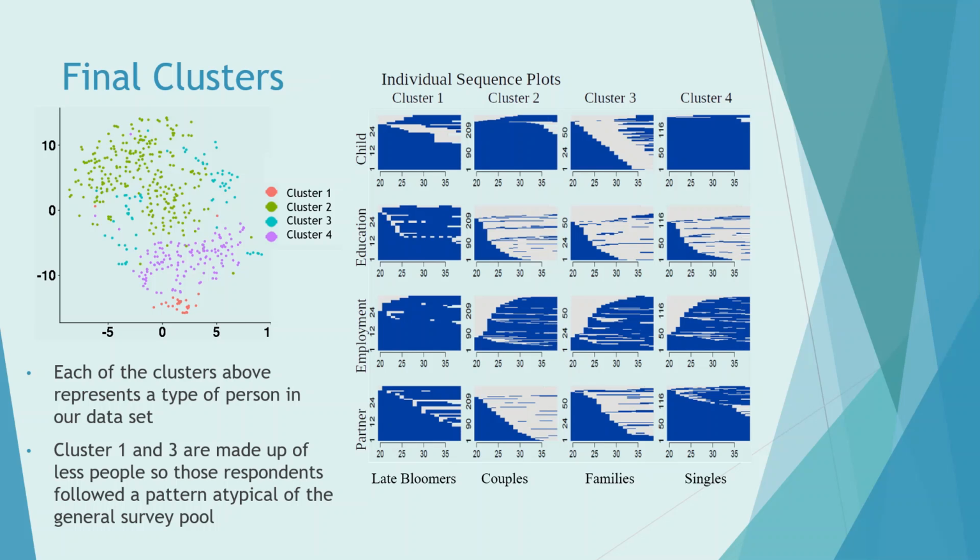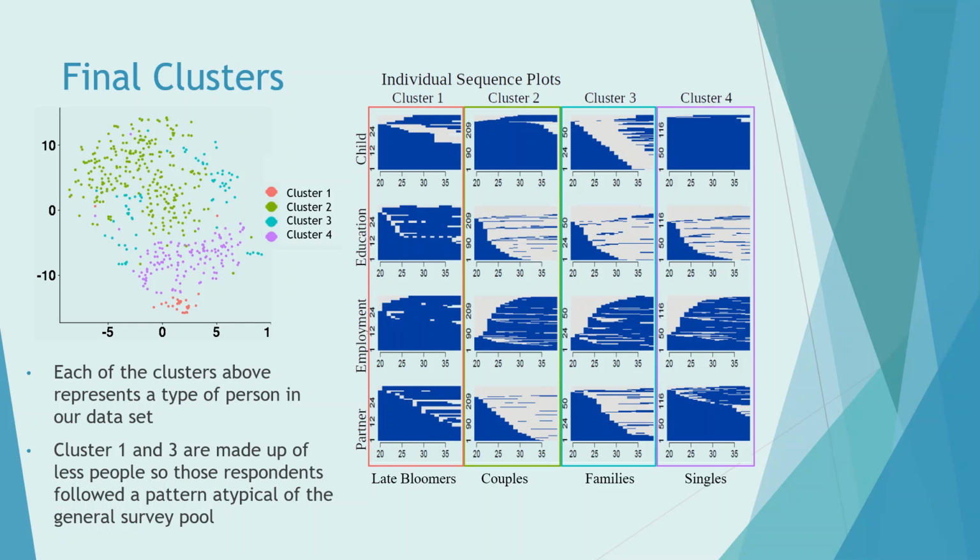The final cluster is shown here. Though the TSNE plots are great at reducing our 50-dimensional data down to 2 easier to interpret dimensions, it still can be difficult to know what they mean. So we go back to the sequence plot. Each column corresponds to a group of points on the TSNE plot.